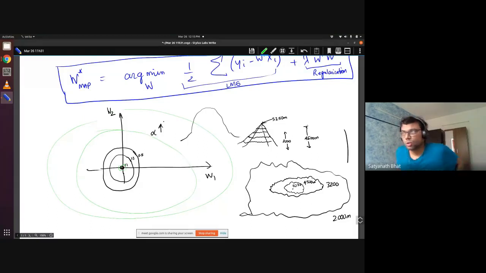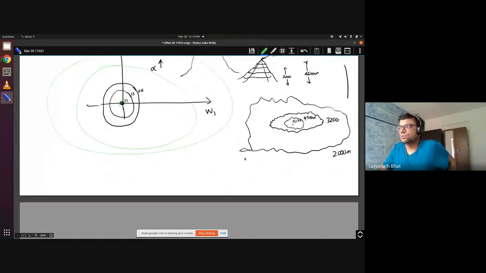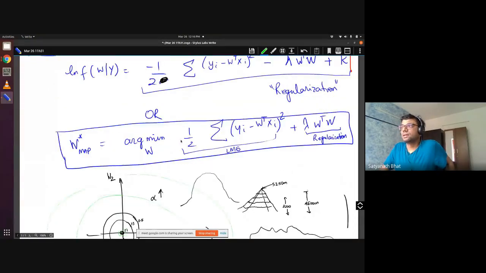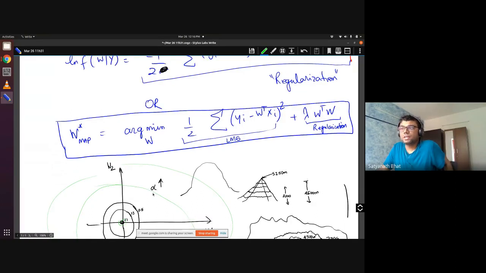Okay, so what is happening? If you look at it, there is a trade-off going on. If you want to, for instance, fit yi, you may want to increase w as high as possible. But your w transpose w will impose a cost, so this will bring it down. If your alpha is very high, you are more uncertain, and it will become like MLE. If your alpha is low, it will force it to come down.